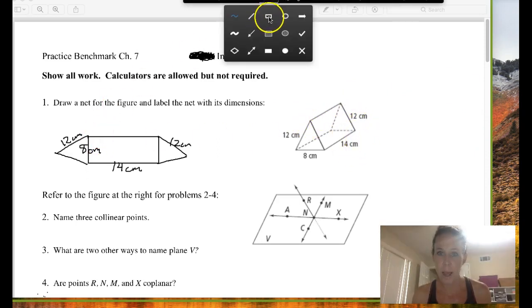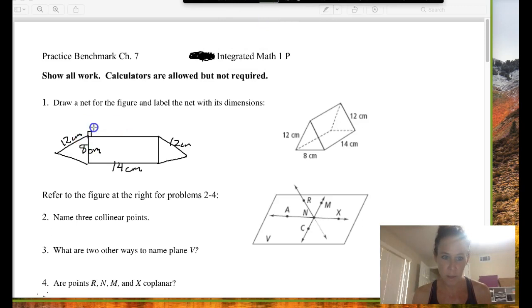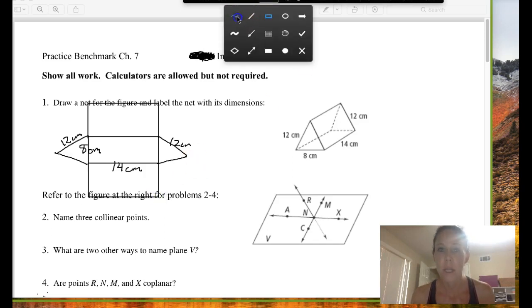So I'm going to have, let me see if I can do another rectangle right here. Okay, and that is going to be labeled. And then I'm going to slice this one and fall this way. And so I'll have another rectangle here. And this is one way to draw this. There is more than one way to draw this.